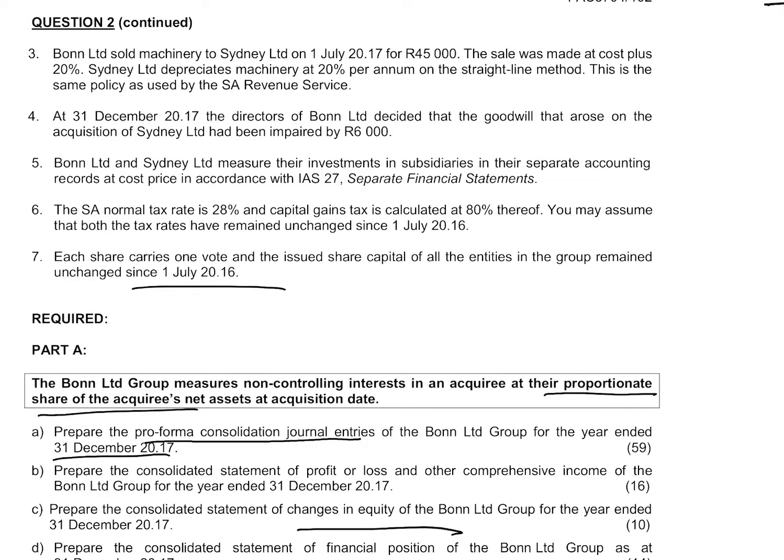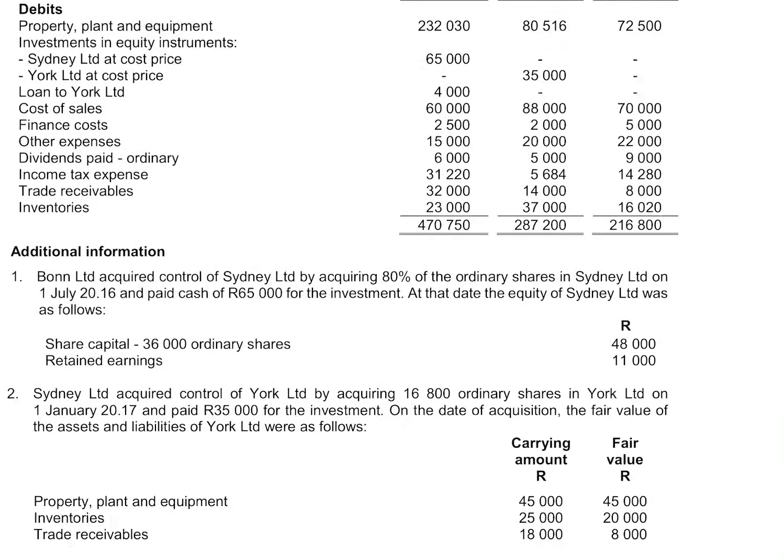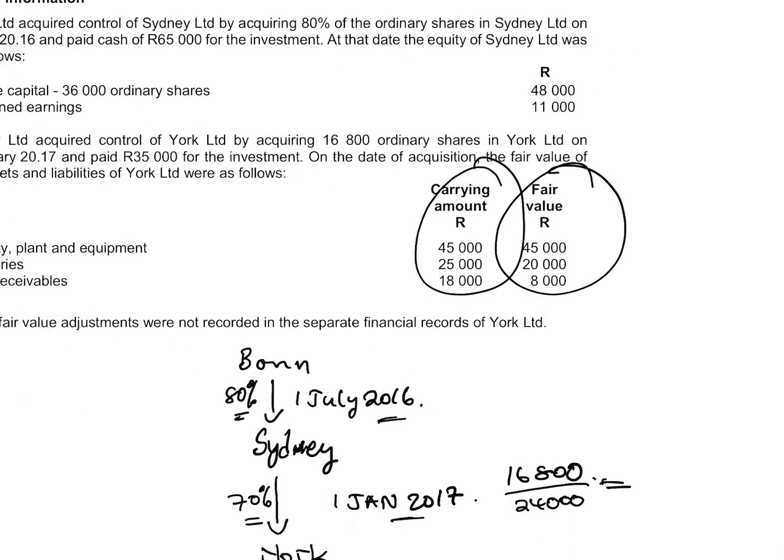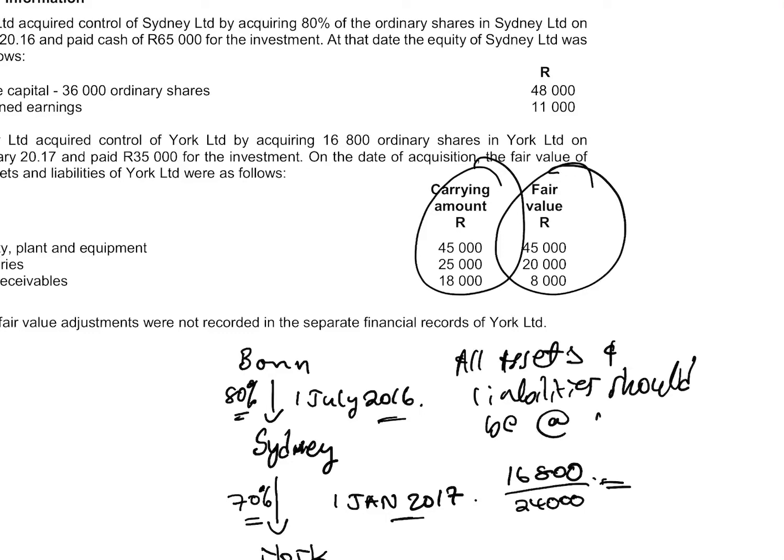So in this case now, on number 1, there was no intra-group. Number 2, we need to make an adjustment. The carrying amount is different from the fair value. So at acquisition date, all assets and liabilities should be at fair value. So we need to make an adjustment and make sure that all those items are at fair value.